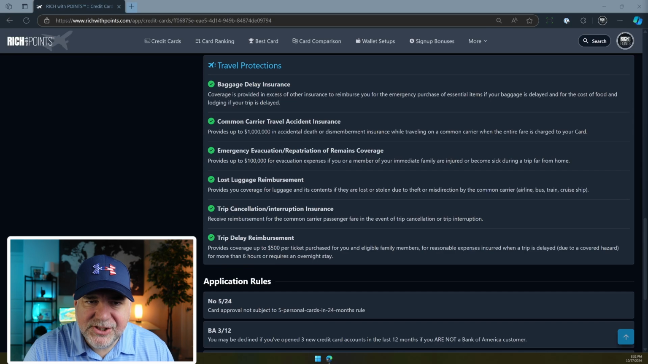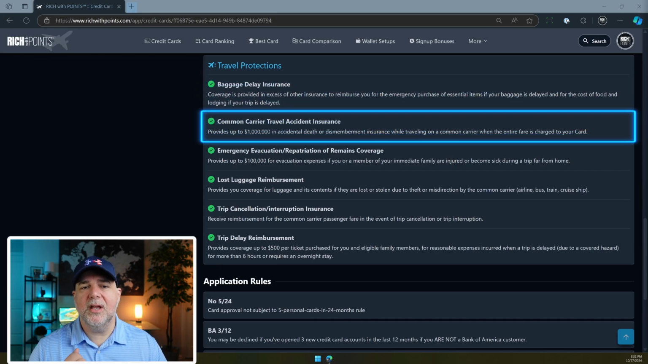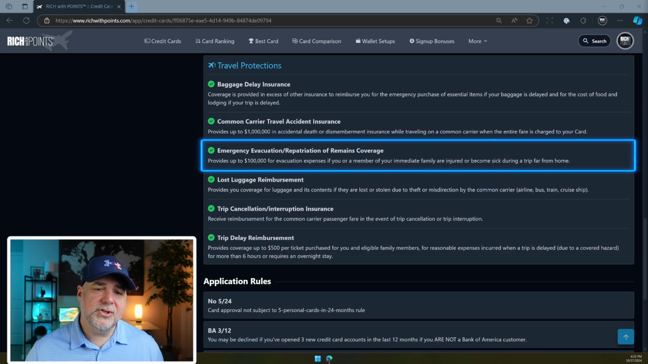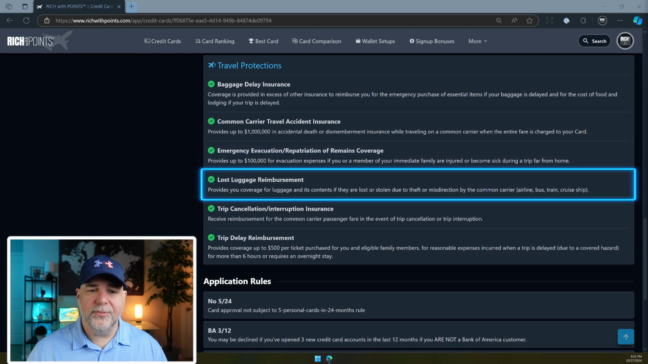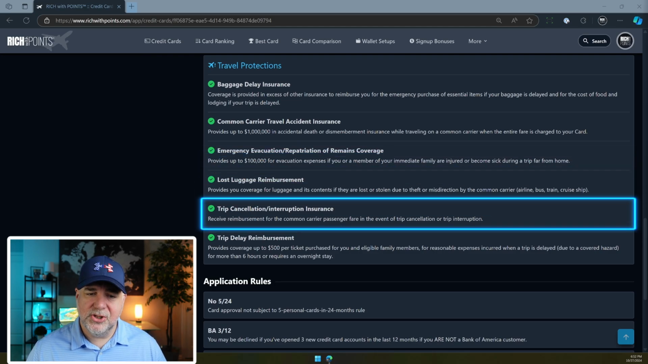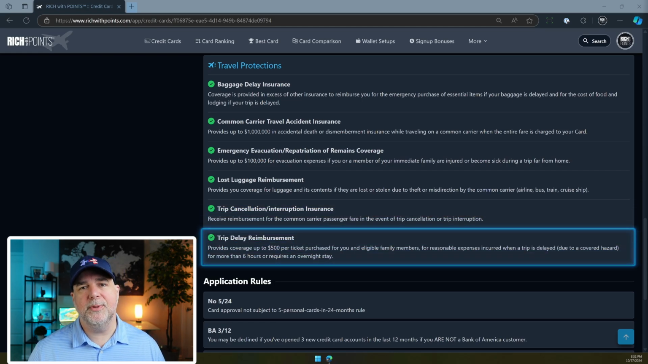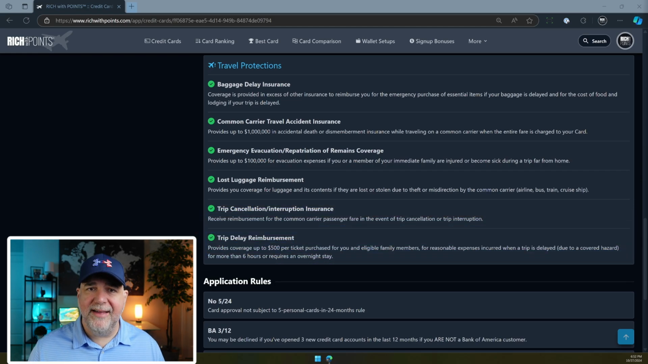For travel protections, it has quite a bit. So you got the baggage delay insurance, common carrier travel accident insurance. You have emergency evacuation, repatriation of remains coverage. Hopefully you never have to use that. Lost luggage reimbursement, trip cancellation, interruption insurance, and trip delay reimbursement. For the application rules, since they all have the same application rules, I'm going to save that to its own section. So after we're done with the cards, we'll hit the application rules then.